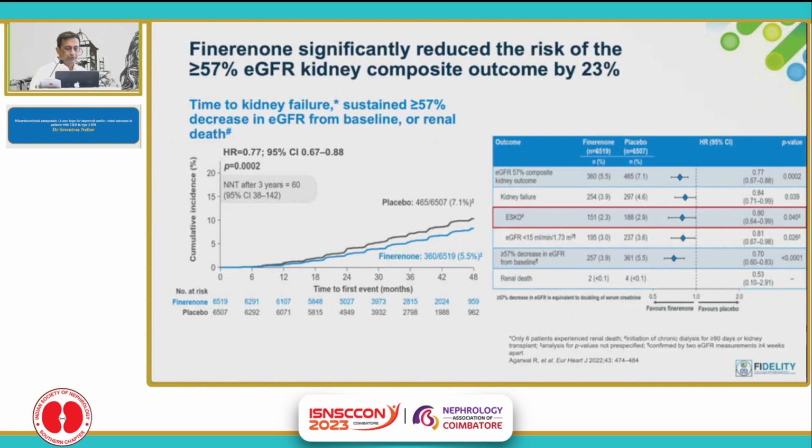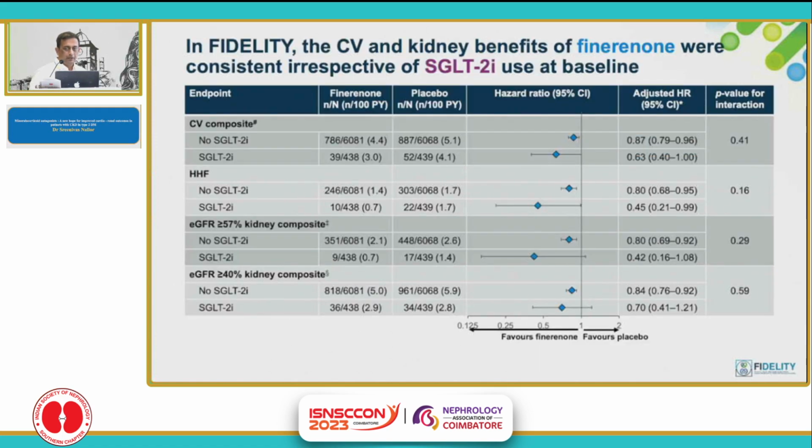Finerenone significantly reduced the risk of the greater than 57% eGFR kidney composite outcome by 23%. Again, a significant result. And then they did what was essential, especially at this time. They looked at whether the effect of finerenone persisted in patients receiving SGLT2 inhibitors. Roughly around 6% of the patients were on SGLT2 inhibitors, and they were included in the study.